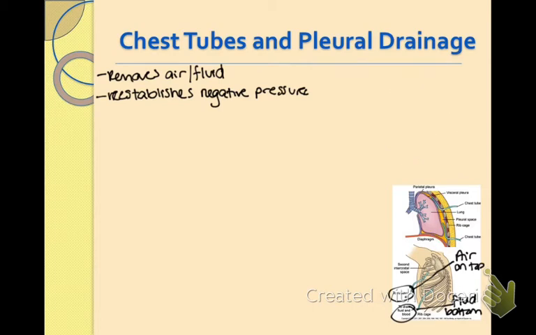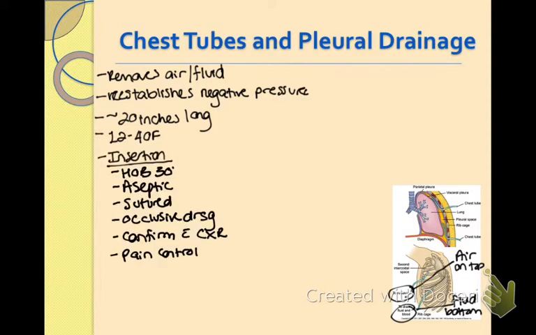Take away our little drawings. So they're about 20 inches long, 12 to 40 French. And when they insert it, they put the head of the bed up. It's aseptic. They'll suture it in place and put that occlusive dressing. And confirm placement with chest x-ray. And good pain control is needed because these patients do hurt. They're not comfortable. Having a tube stuck in your chest, especially, think about it, if it's like a 40 French, oh my gosh, you definitely need to control pain.